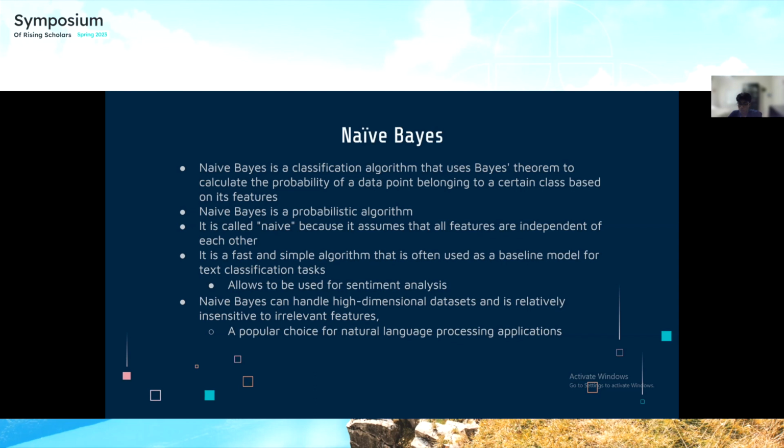Naive Bayes overall is a fast and simple algorithm which can be used for text classification tasks, which is very important for sentiment analysis, which is basically the analysis of words and how information can be conveyed through them, which is very important for a study we will be looking at today. And finally, Naive Bayes can handle high-dimensional data sets, and because of this, it is a popular choice for natural language processing, which is another keyword that we will be looking at today.